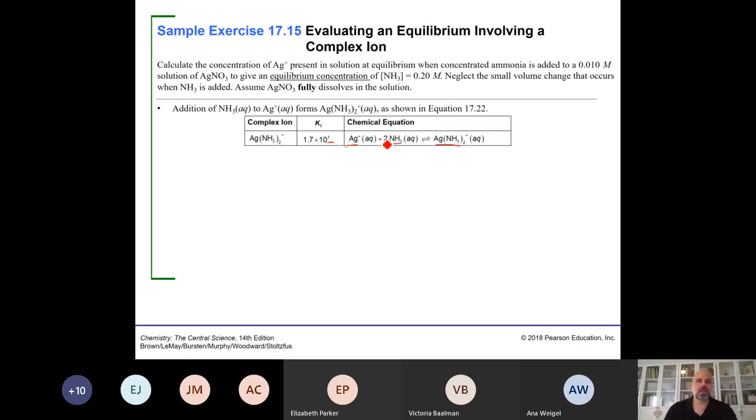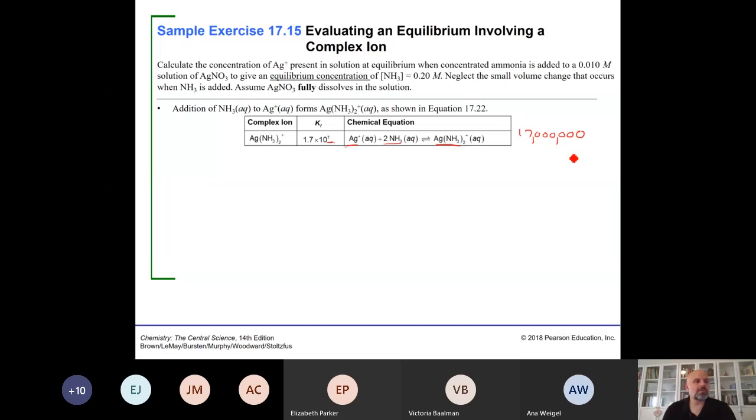Now, remember what our Ksp looked like, right, of silver chloride. The Kf is an extremely large number, right? Right there. That's our Kf for this equation. It is extremely large.